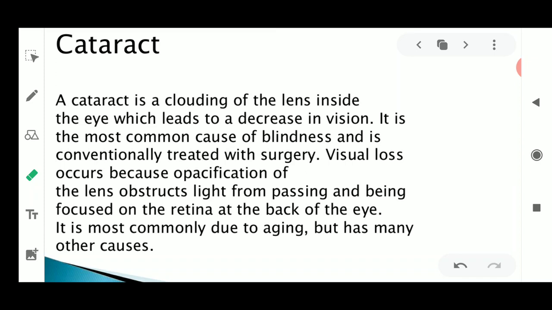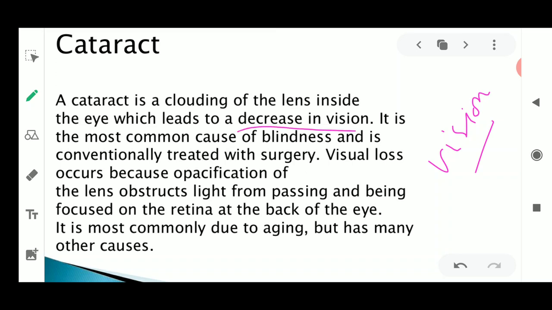Now what is this vision problem? Again, this happens in people who are very much aged. Sometimes nowadays it could happen in some people who are not very old, but still this occurs, and there are certain reasons because of which cataract happens, and this cataract is going to again form a vision problem. Now cataract is a clouding of your eye lens inside the eye, which leads to a decrease in vision.